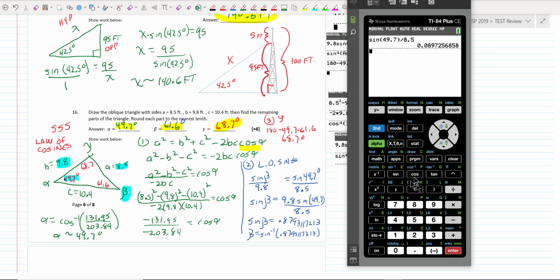Now do the same thing with another angle. Sine of beta, 61.6. Divide that by its opposite side, and you want to see if you get close to the same answer. And you do. And then finally do the sine of gamma, 68.7, divide by the opposite side.